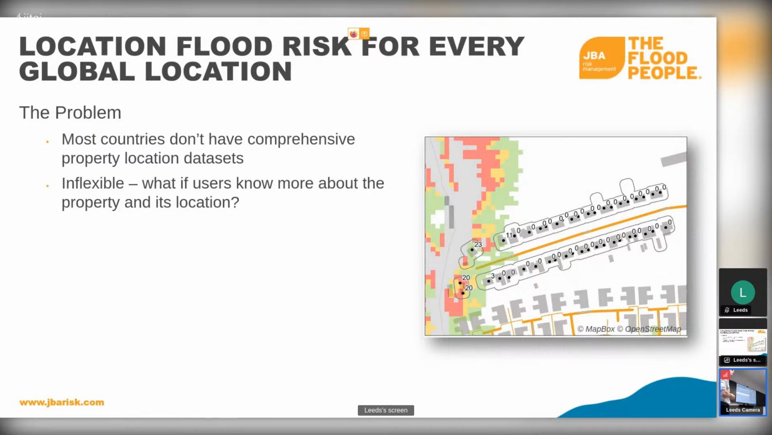There are many cases where the person interested in the property might know a little bit more about it. They might know that actually an outbuilding is particularly important, or a caravan park. And so when we pre-calculate, there's no flexibility to change the property boundaries as well. So something more dynamic would be helpful.